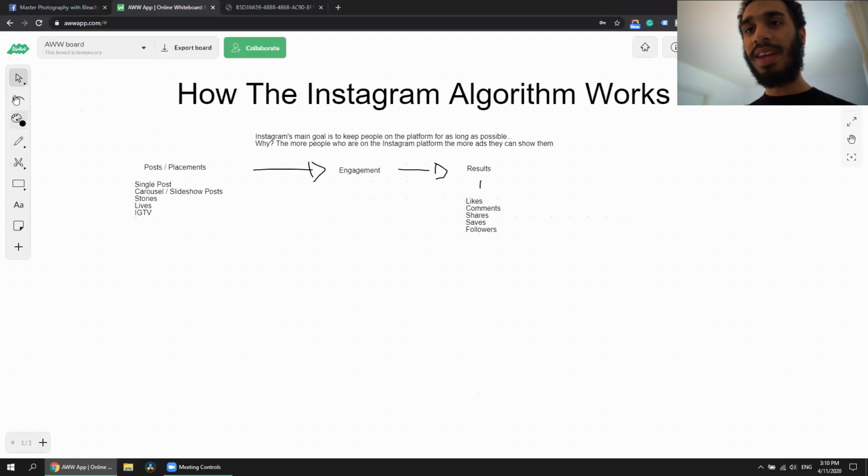Now, the cool thing about this is the way that the algorithm actually works. Let me take this again. The algorithm is actually going to do what?